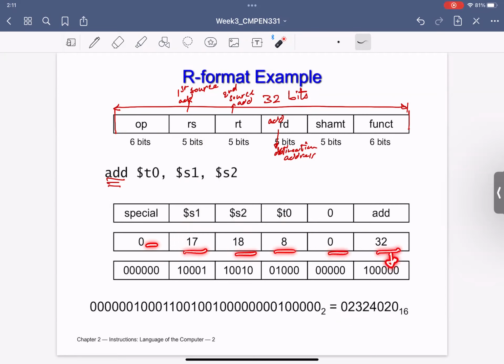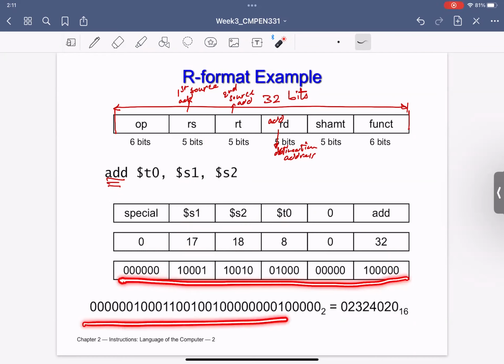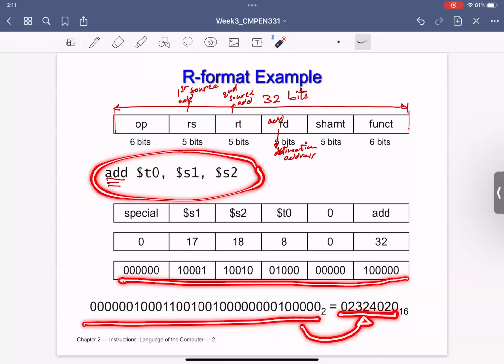Just write that in binary. So now we have the whole 32 bits in binary like that. So this will be the whole number. If you transfer to hex, this will be the hex number. So you, as a human being, when you see this, will understand that I would like to add this with this, and put the results here.